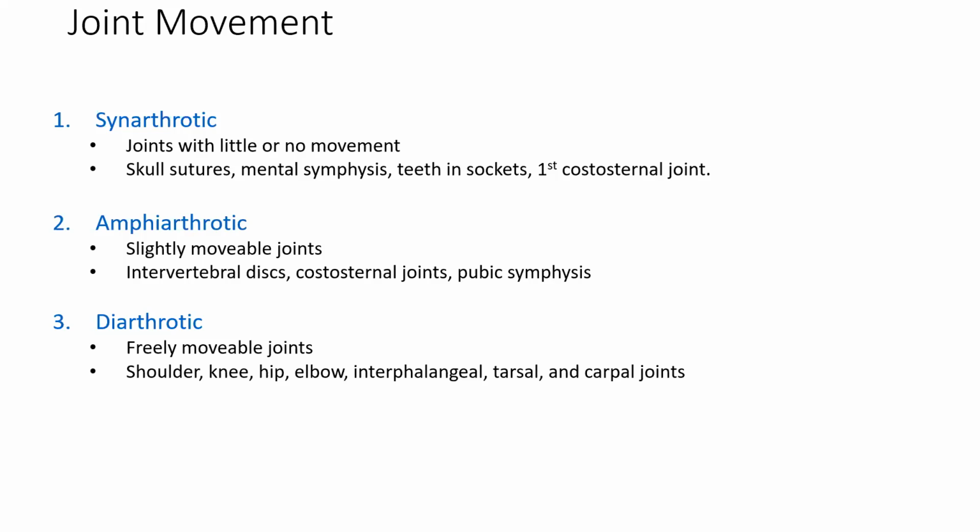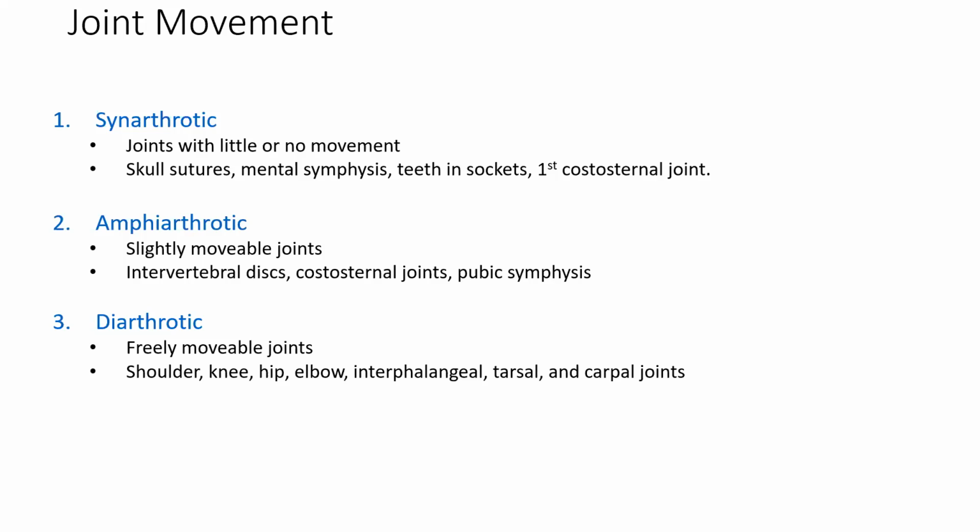The teeth in our sockets are immovable joints. We like that. We don't want to have our teeth moving around. So they're held in place very tightly. The first costosternal joint. Sternal means sternum. Costo is another name for the rib. So where the rib and the sternum come together, that first joint is immobile. It doesn't move. Now the second type are the amphiarthrotic, or slightly movable.